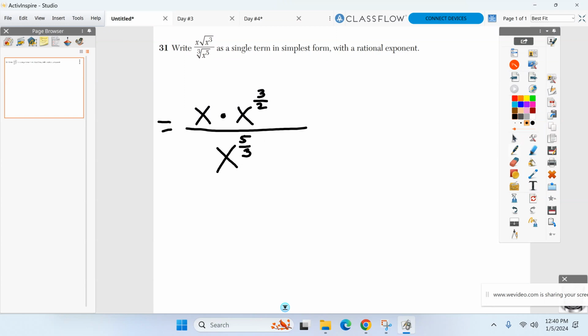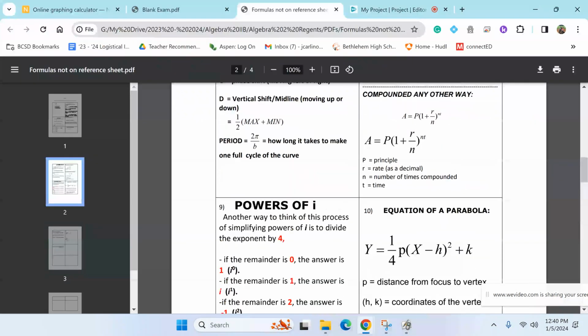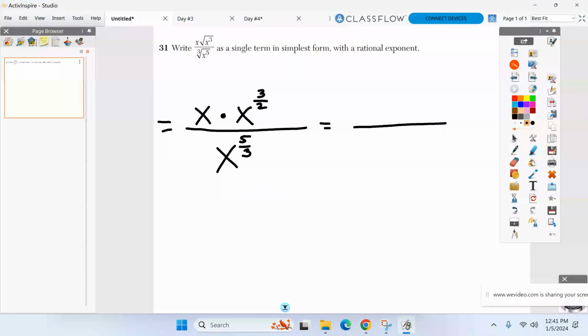Okay, exponent over index. I definitely have to clean that up. You guys remember, I don't think I put exponent rules on here. No. All right, so what do I need to do with my exponents when I multiply? Add them, right? There's a 1 here, so I have to do 1 plus 3 halves, which is 5 halves. On the bottom, I still have x to the 5/3.